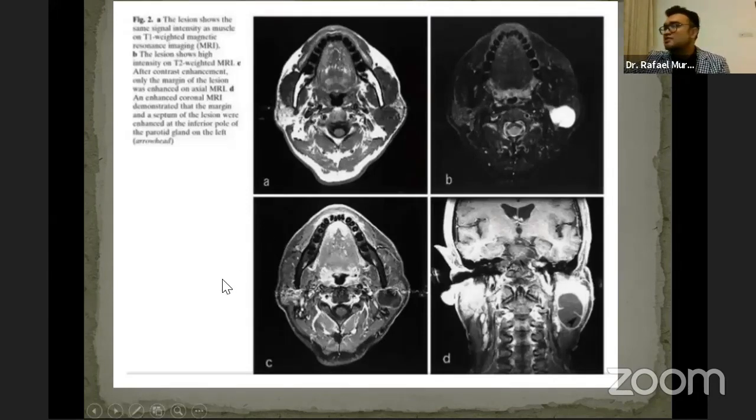So this is a case of branchial cleft cyst. The lesion shows the same signal intensity as the muscle on T1-weighted image in the top left hand, and on T2-weighted image MRI after contrast enhancement, only the margin of the lesion was enhanced. So in case of T2-weighted MRI image, the lesion is hyperintense. And in case of contrast enhancement, only the margin takes contrast enhancement. So next slide, please.